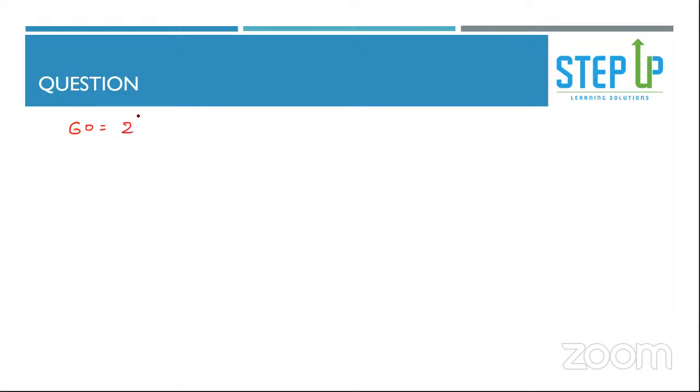60, if you remember, it was 2 to the power 2 into 3 to the power 1 into 5 to the power 1. Right? And the factors of 60 were 1, 2, 3, 4, 5, 6, 10, 12, 15, 20, 30 and 60. Right? These were the total number of factors.